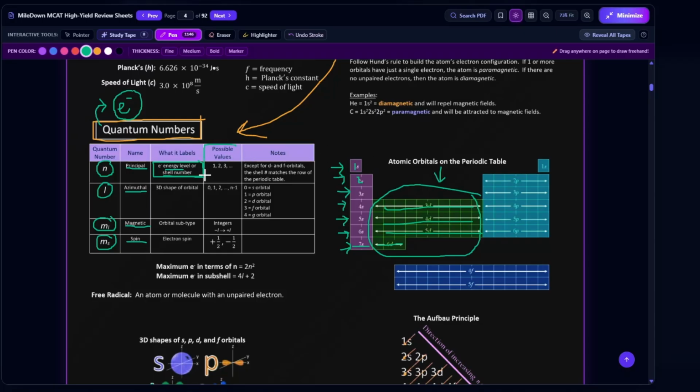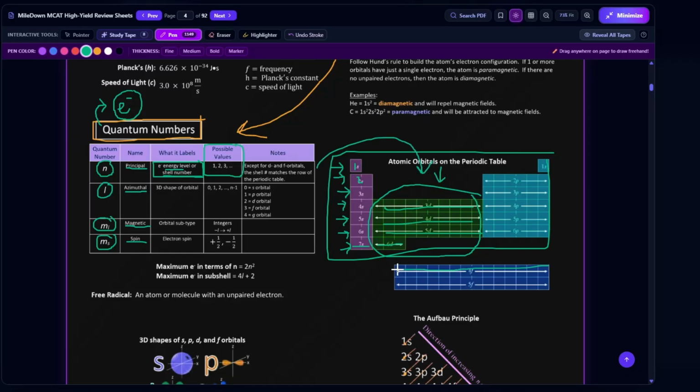The possible values that the principal quantum number can be is any integer really, but practically with the periodic table, it's 1 through 7 here. There's some other notes: except for d and f orbitals, the shell number matches the row of the periodic table. I think that's basically what I was saying earlier.